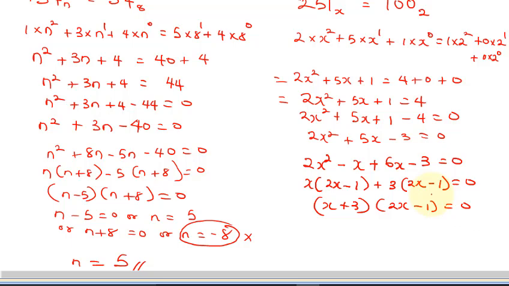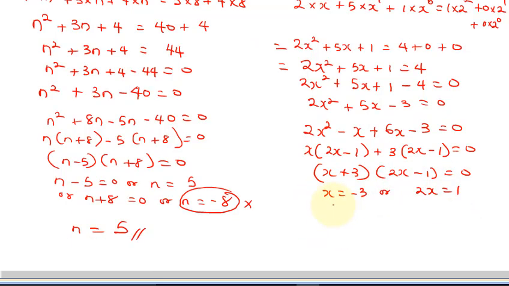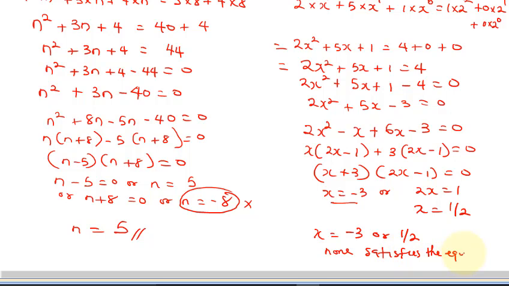So from here, solving this equation, we're going to have x is going to be minus 3, or 2x is going to be our x, our binary. We can't have minus 3 as the answer, and here x is equal to half. So since x is equal to minus 3 or half, we cannot have half as binary answer, so none satisfies the equation. So it doesn't solve the equation.